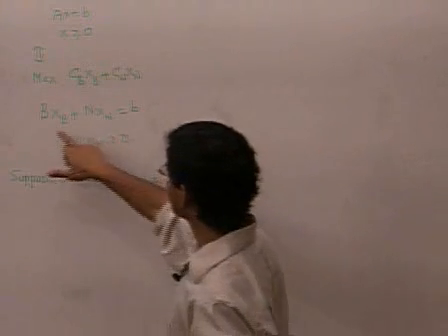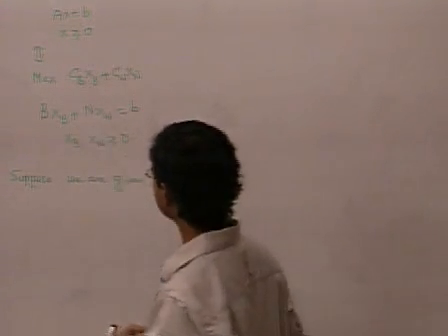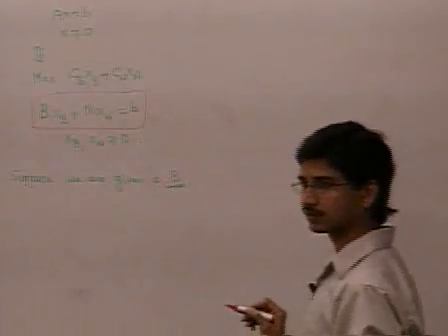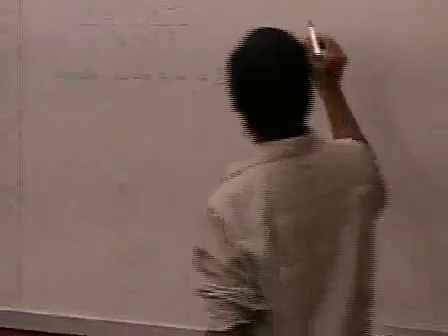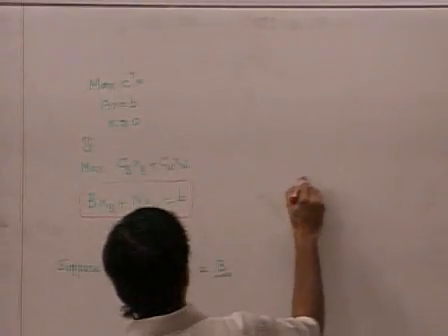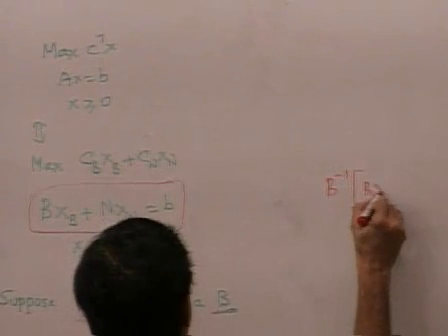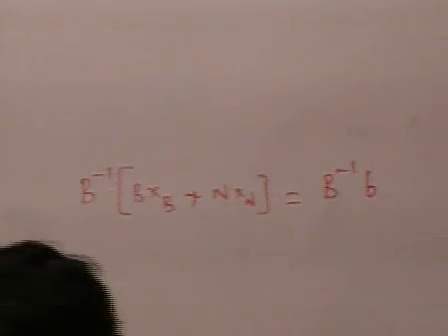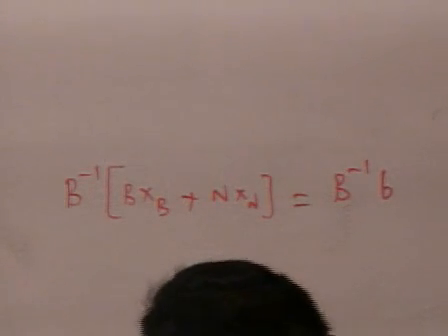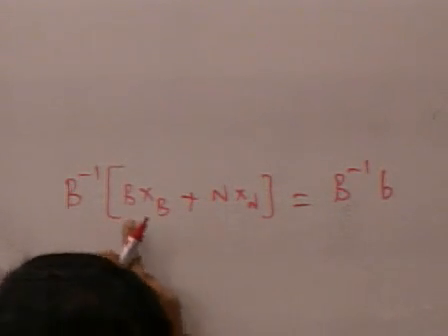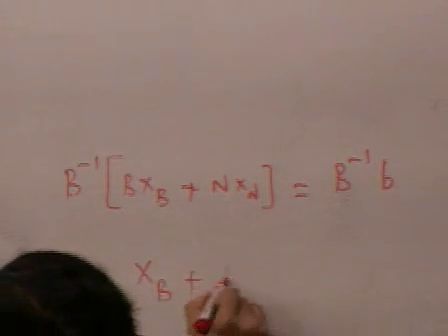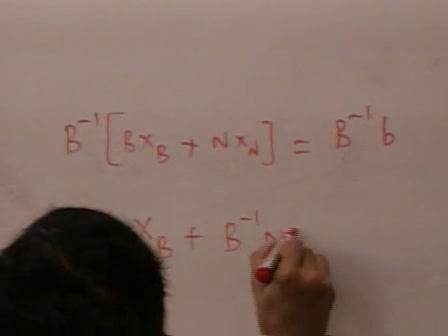Therefore, I can take this constraint and multiply it throughout by B inverse. B inverse times B is just the identity. So you get xB plus B inverse N xN.